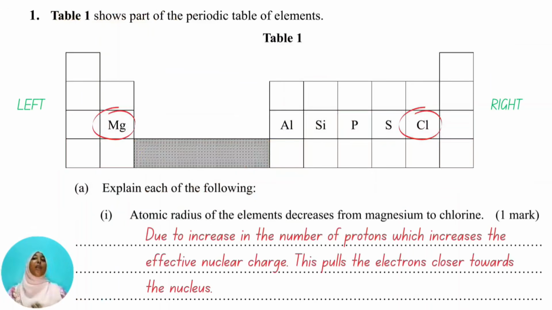Therefore, we state that the reason the atomic radius decreases as we move from the left to the right is because of the increase in the number of protons. This increases the effective nuclear charge, and therefore it pulls the electrons closer towards the nucleus, and by doing so, it decreases the size of the atom. Okay, I hope that was clear.